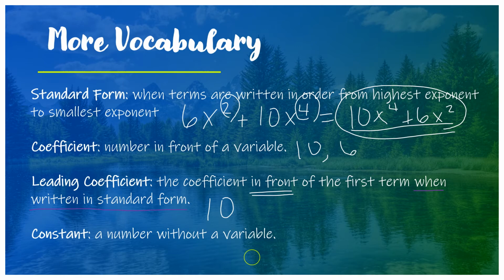And then constant is a number without a variable. So for this problem, my constant would be 0 because there's nothing at the end. Technically, there's a plus 0 at the end. But if I had something like plus 7, then my constant would be 7.